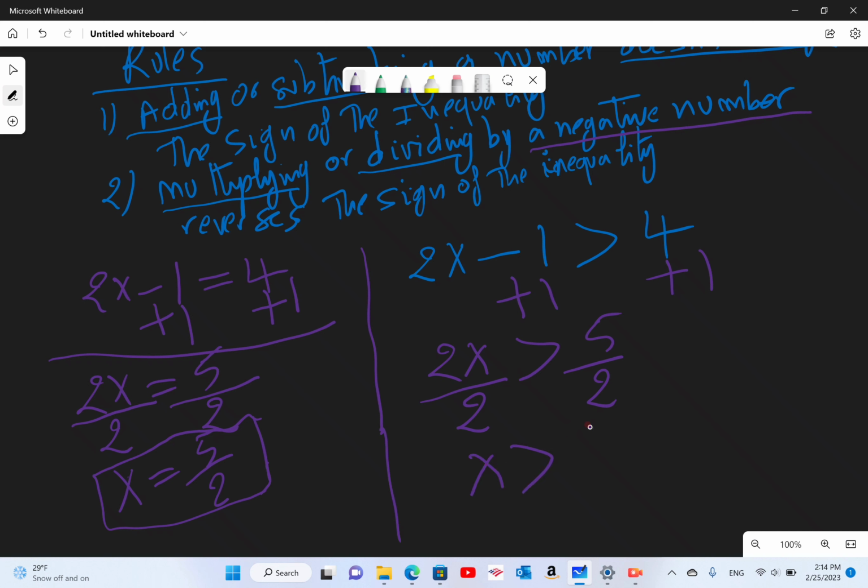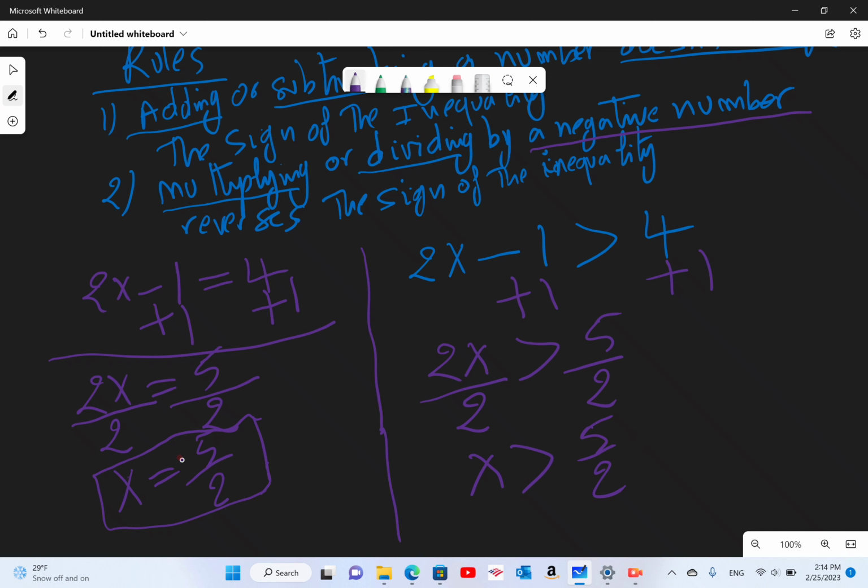We get x greater than 5/2. Now going back to comparing the solution of linear equations and linear inequalities to better understand the solution of linear inequalities. So let's do that.